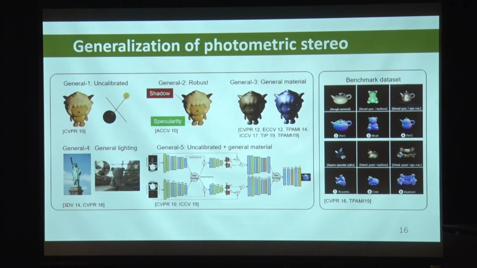So in recent years, people are interested in generalizing photometric stereo from all these aspects: the uncalibrated lighting, or we want to develop some robust approach by treating the specularity or the shadow as outliers, or we want to handle general materials with complex reflectances or general lighting, or even use some data-driven approach to solve the complicated case.